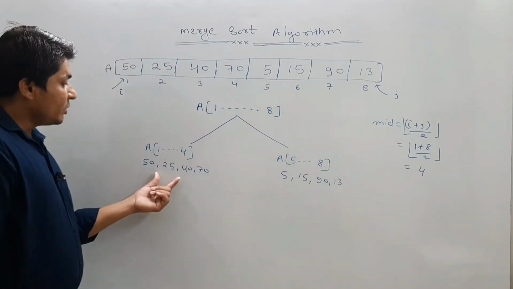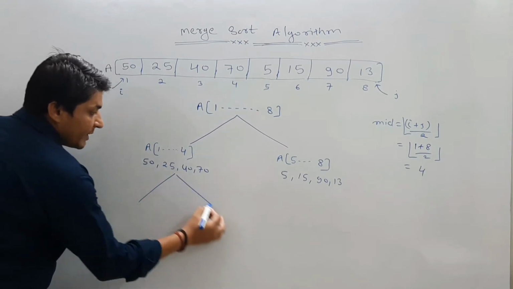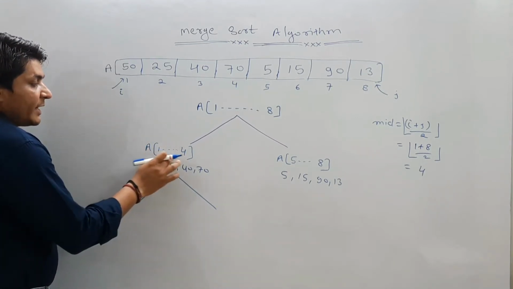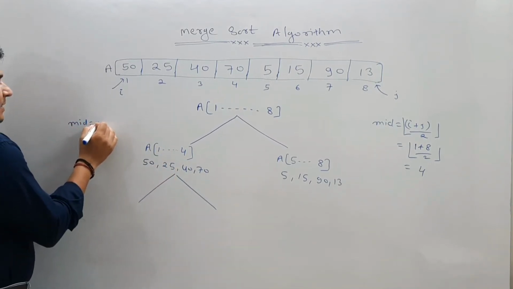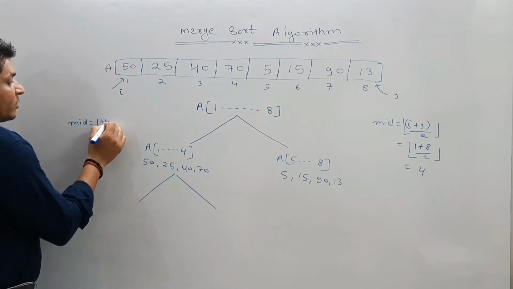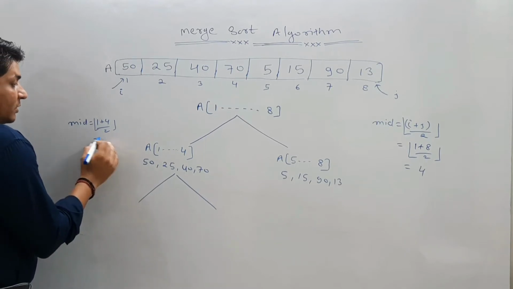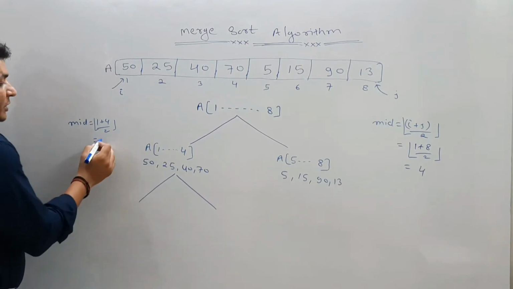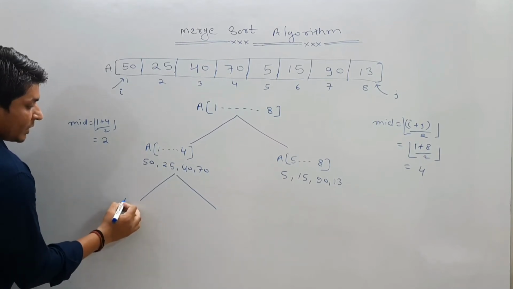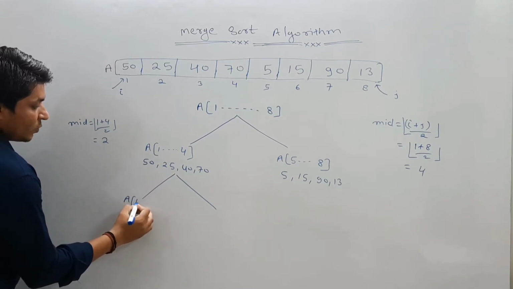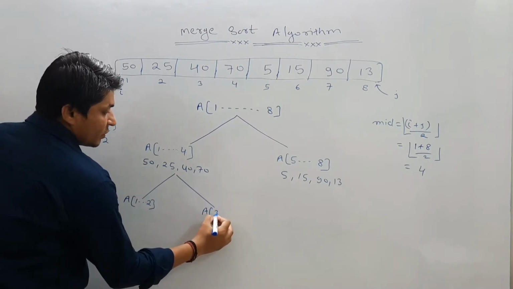Now again we are going to divide this array into two parts. How can we divide? The starting index this time is 1 and the last index is j. If you calculate mid, in this case mid is going to be i plus j, so 1 plus 4 divided by 2, and you can take the floor value. This is nothing but 5 divided by 2, and taking the floor value, it is going to be 2. So this side it is going to be A of 1 to 2, and this side it is A of 3 comma 4.